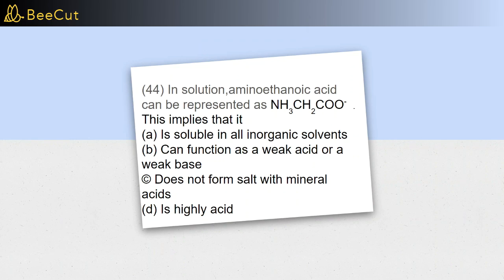Number 44. In solution, aminoethanoic acid can be represented as NH3+CH2COO-. This implies that A, it is soluble in all inorganic solvents; B, it can function as a weak acid or a weak base; C, it does not form salt with mineral acid; D, it is highly acidic. A is the answer.